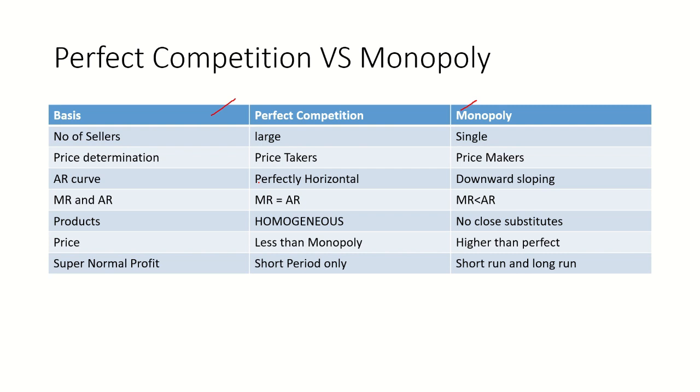Why in the perfect competition market they are enjoying the supernormal profit only in the short period is that in the long run the new firms will enter and absorb this supernormal profit.